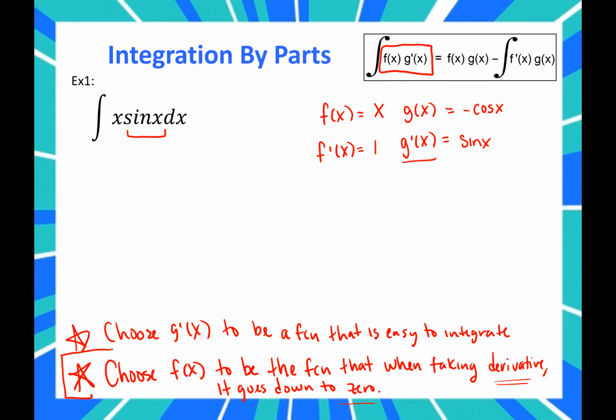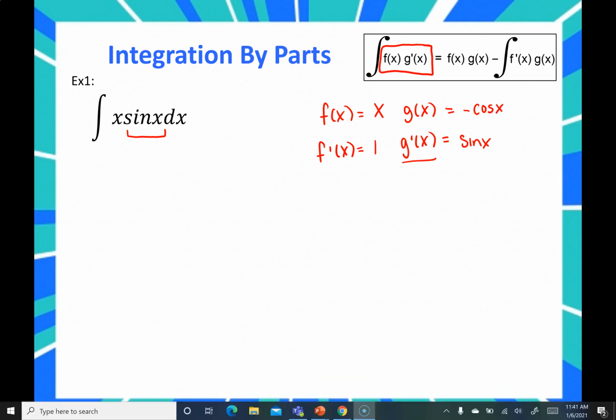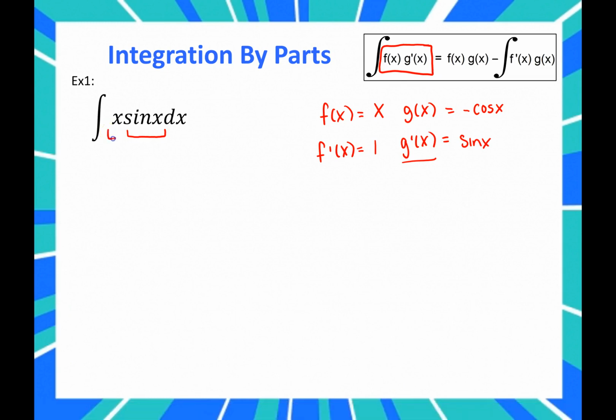So I don't know if you feel better with derivatives or integration, but what I would do is check this by saying, is the derivative of negative cosine x sine x? And the answer is yes. All right, so basically when you're going in this direction, you're integrating, and when you're going in this direction, you are taking the derivative. All right, so now we know that we have this right here as my f of x, and this right here is my g prime of x.